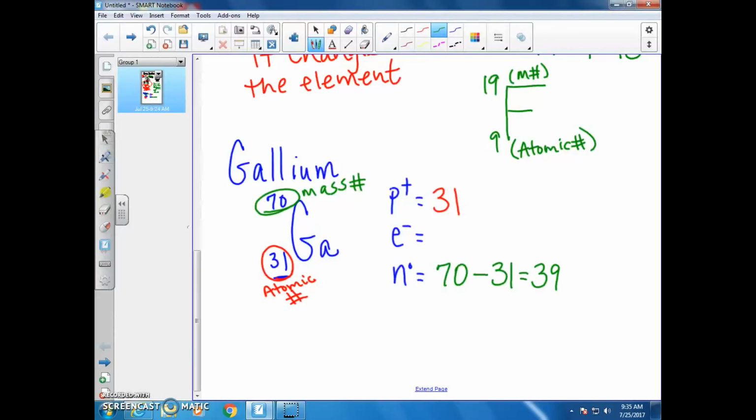And then I don't have anything up here that shows me a charge of any kind. So that means that my electrons are going to be the same exact thing as my protons. So I'm going to have 31 electrons.